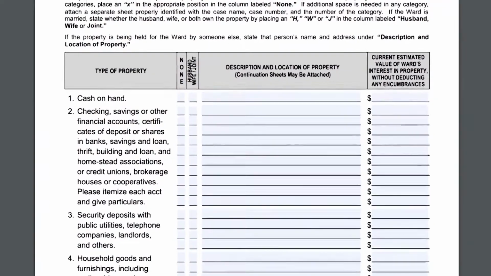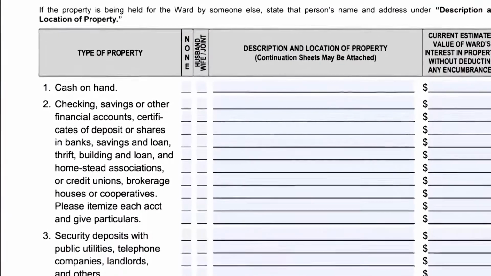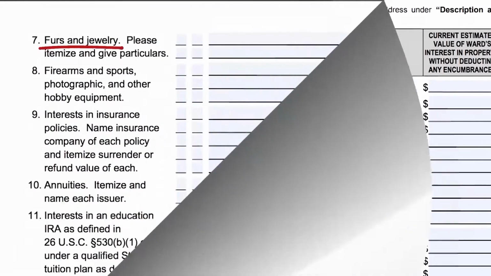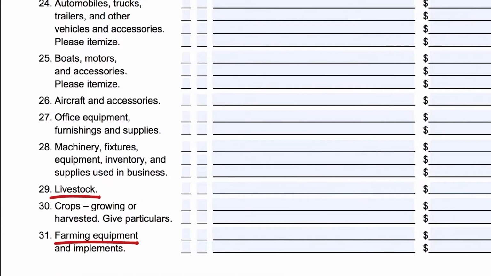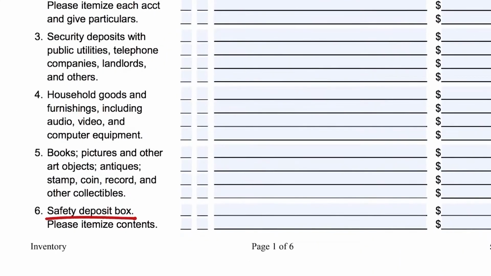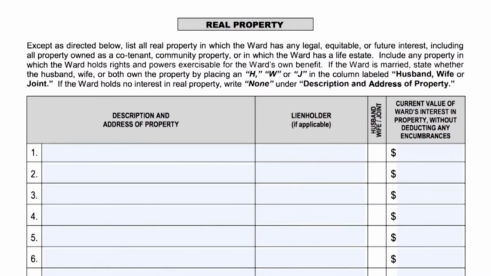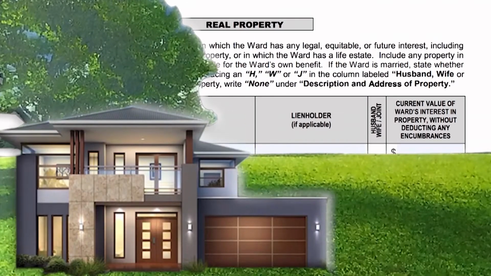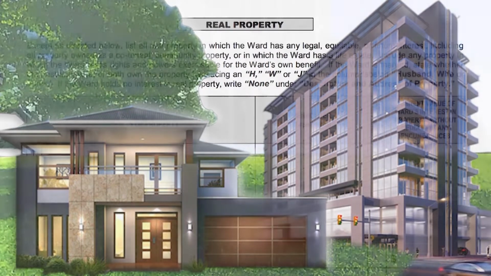Make sure to fully provide the information requested on the form. For example, be sure to include all personal property items owned by the respondent, such as checking accounts, savings, or other brokerage accounts, furs, jewelry, livestock, and farm equipment. Additionally, any safety deposit box contents and vehicles need to be included. You will also need to list all real property. Real property means any land, houses, or any other buildings owned by the respondent. In other words, real estate.